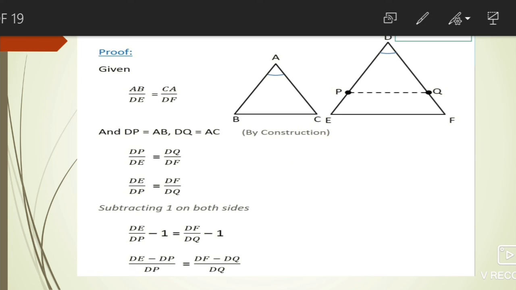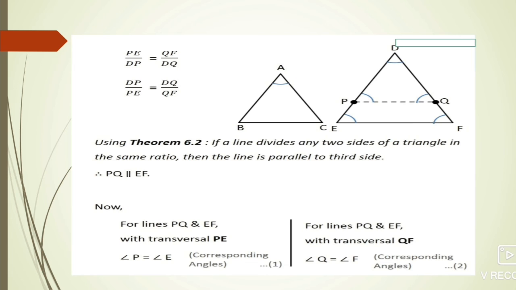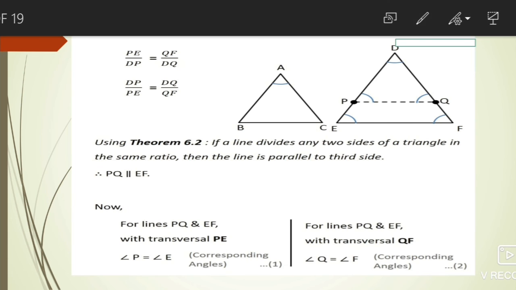Now we'll start the proof. AB by DE equals AC by DF. It is the given condition. Again from the construction, DP is equal to AB and DQ is equal to AC. So in place of AB and AC, just write DP and DQ. Take the reciprocal, subtract 1 from both sides, and do the subtraction. This is the same as the previous theorem. Then you will get PE by DP equals QF by DQ. Take the reciprocal again, so you can use the converse of the BPT theorem and state that PQ is parallel to EF.